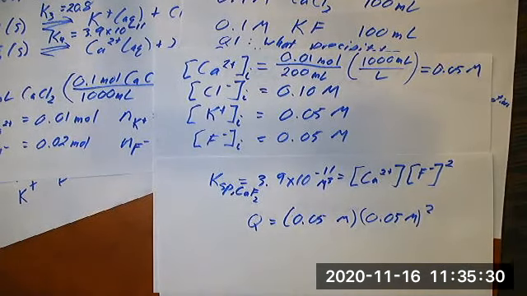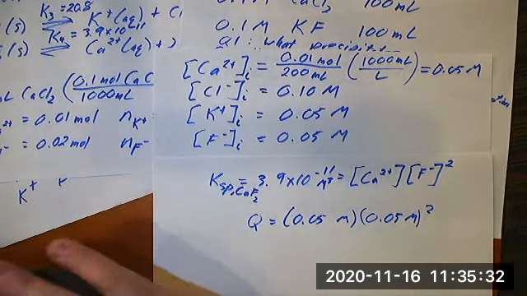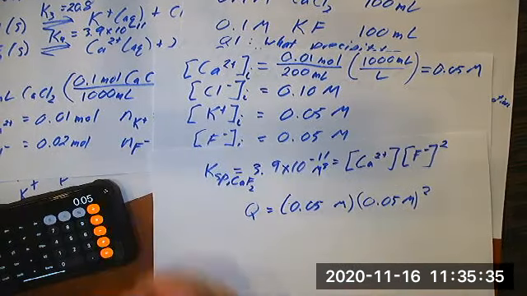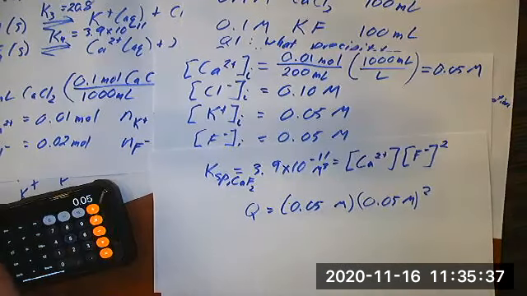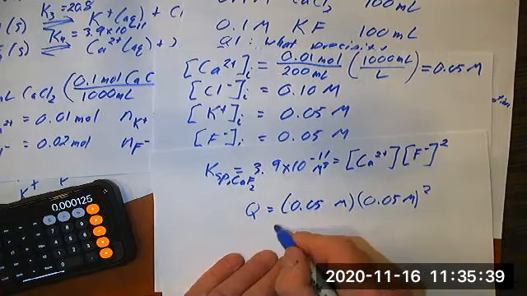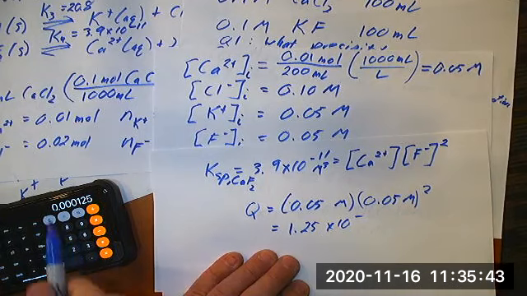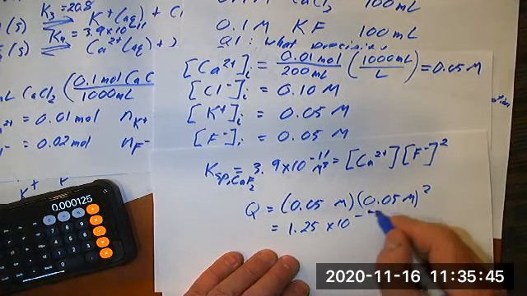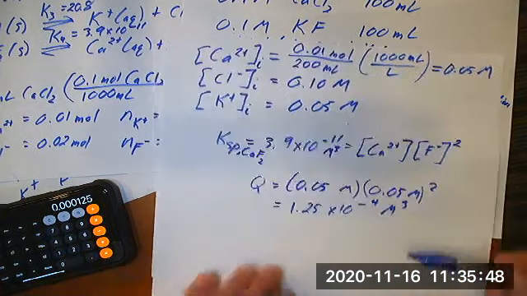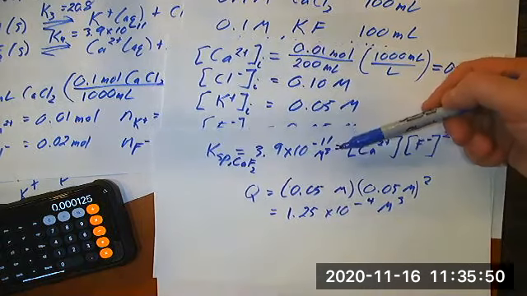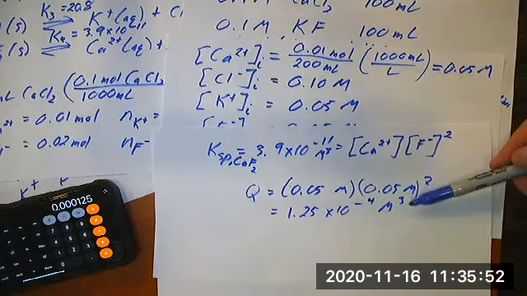So that's 0.05 cubed. And so our Q is 1.25 times 10 to the minus 4 molar cubed. Our Q is much higher than our KSP, and so we know it will precipitate.